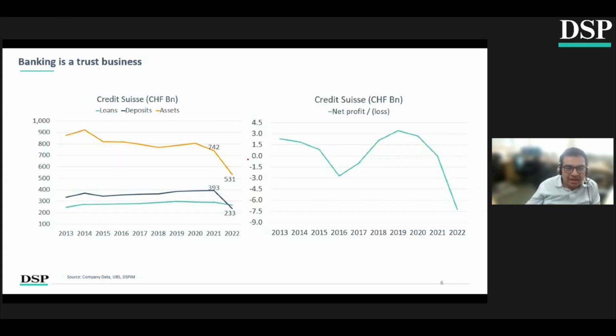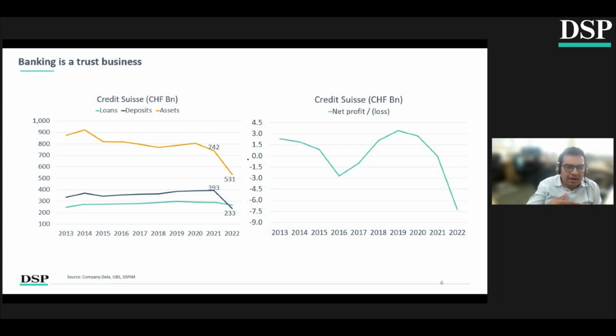If you go to the next slide, I just wanted to bring in the fundamentals of banking. So many times we assume things, we look at asset quality, we look at the portfolio of the assets, but this is a classic case of trust, which is the core of the lending business, the core of the banking business.